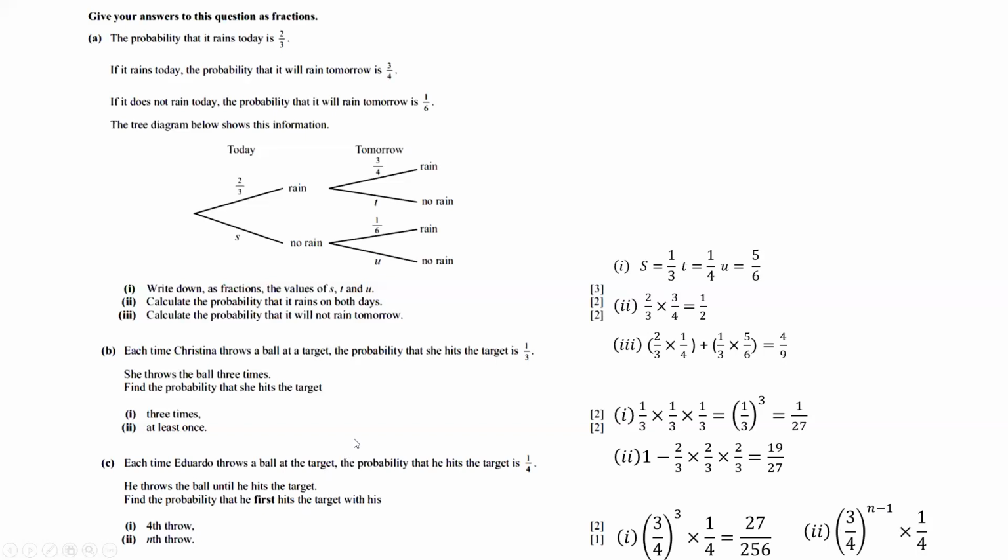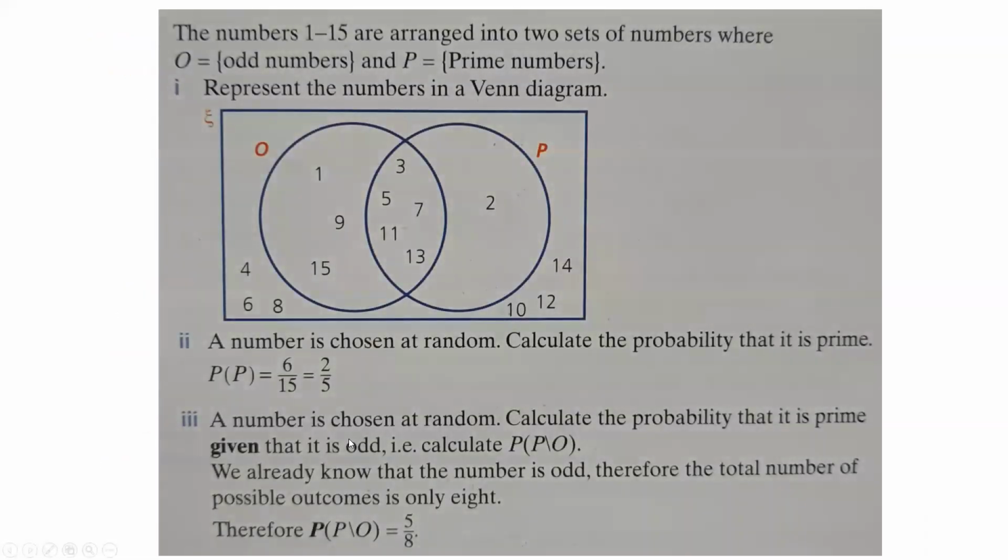Okay, now the probability question also involves sets. Look at this question. This one is more like conditional probability. It's actually very easy also. In this Venn diagram, each of these is called an element, number 1, 3, 5, and so on. So it's already categorized. All of these are odd numbers, and P are the prime numbers, and the rest do not belong to these two, so they are just put outside. You understand the set, right?